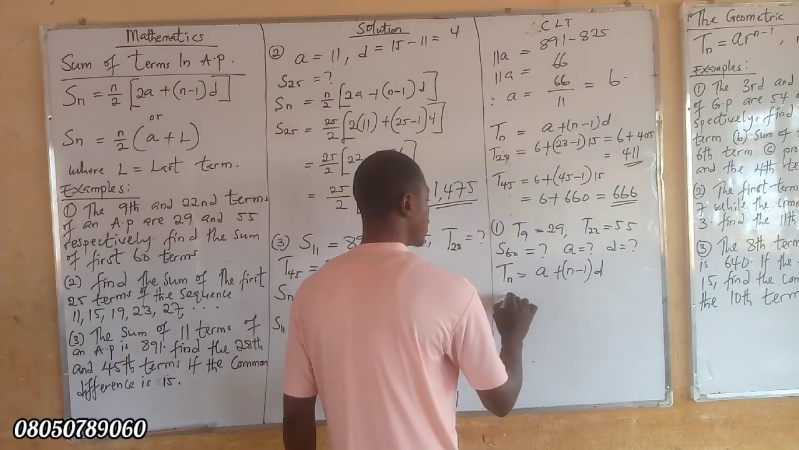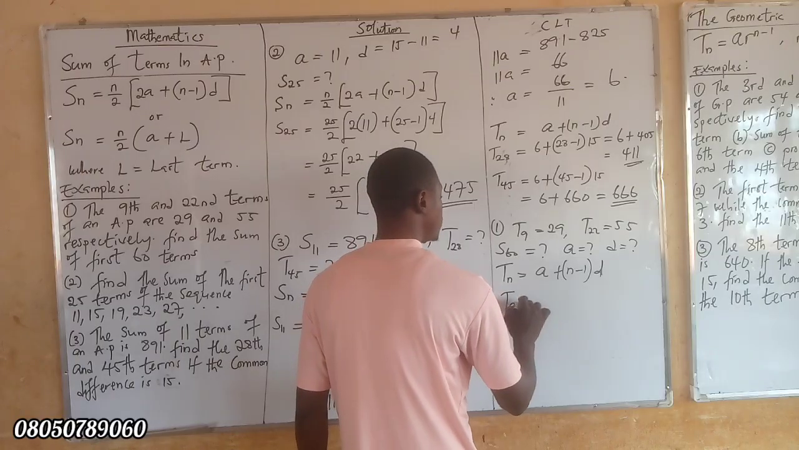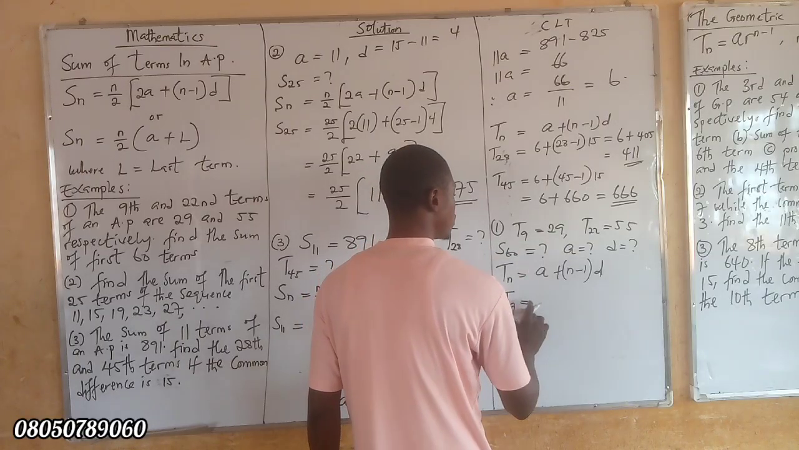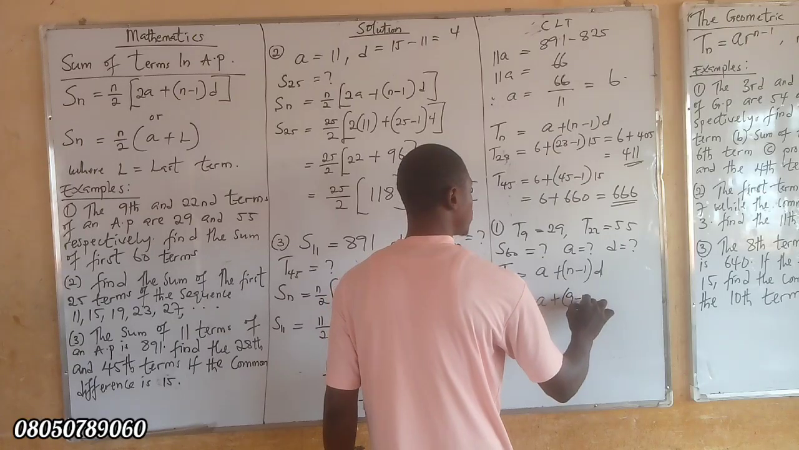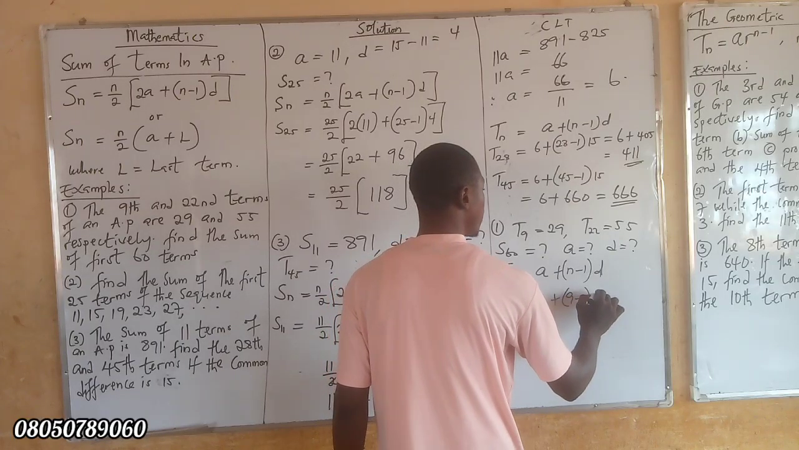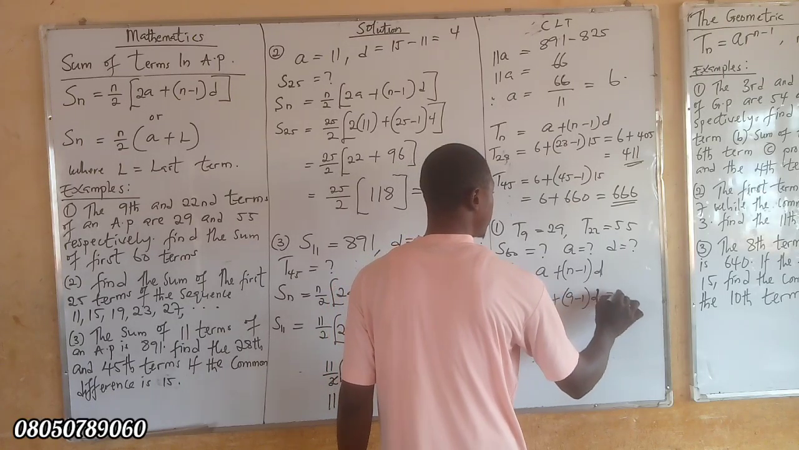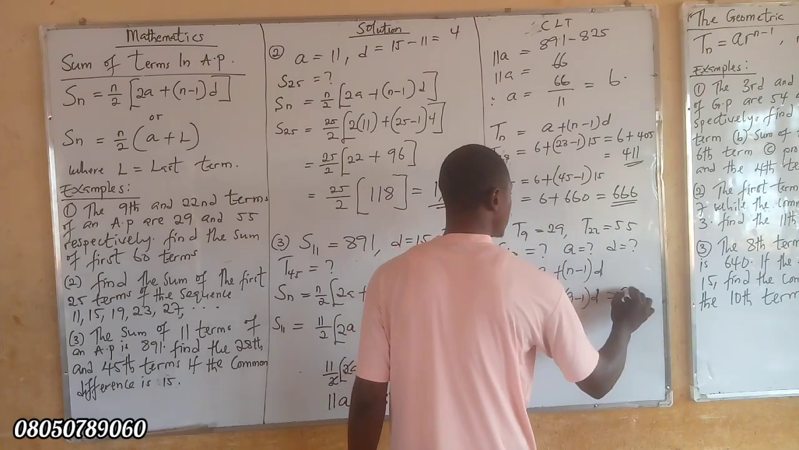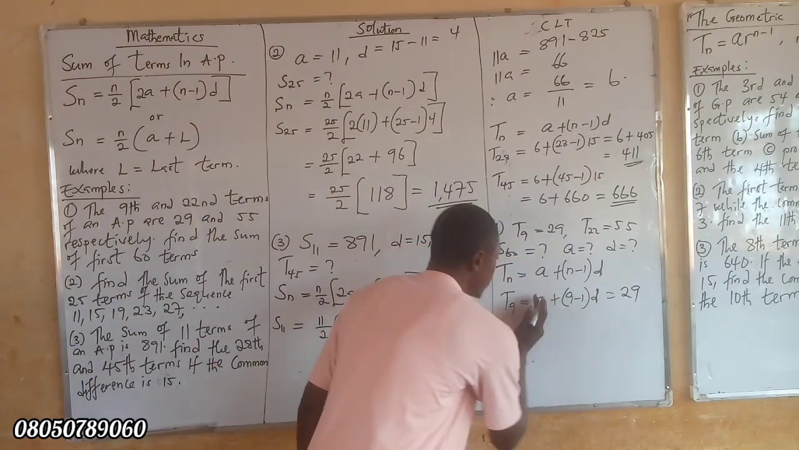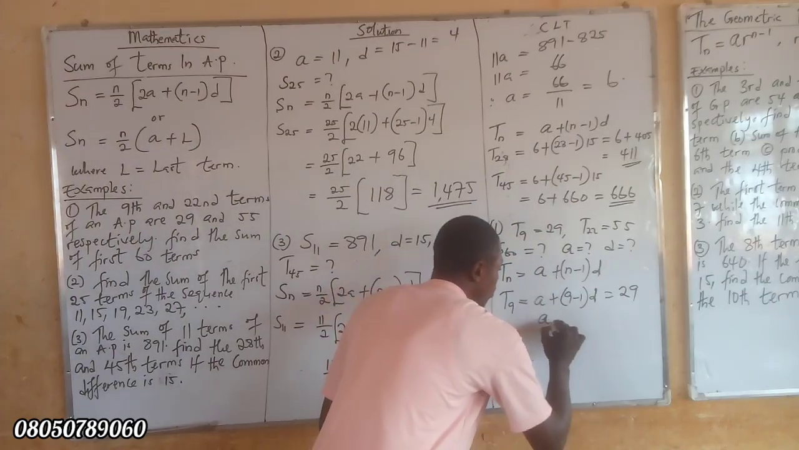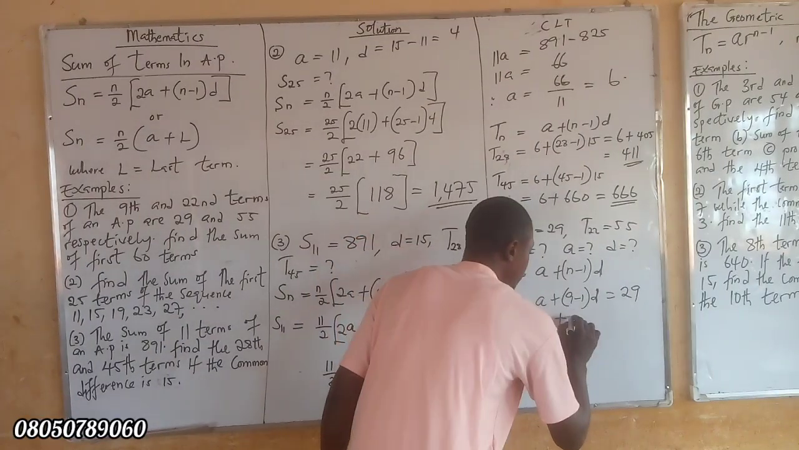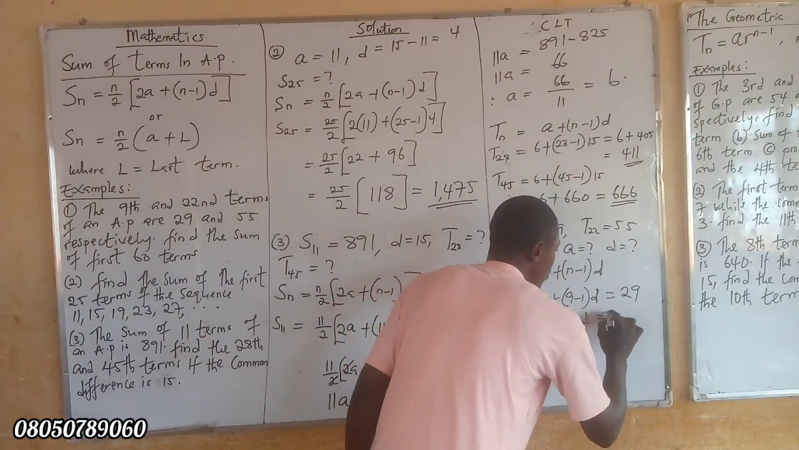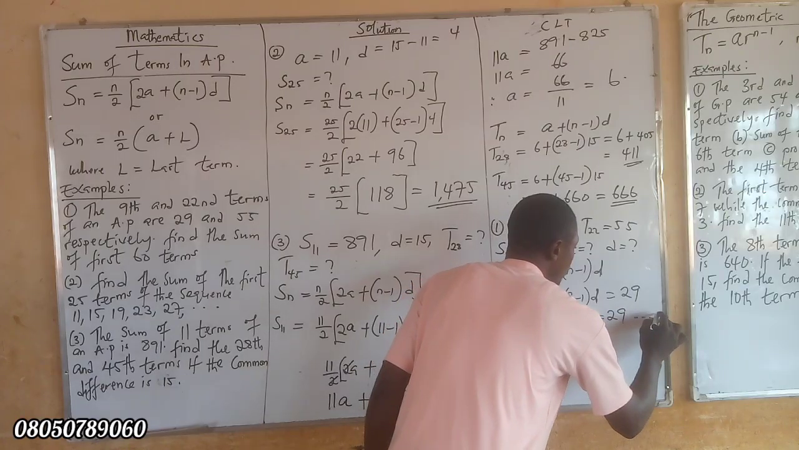So let's substitute now. First of all, T of 9. T of 9 is given to be 29, so it's going to be a plus (9 minus 1), then we have our d, which is not given, and T of n is 29. So forget about the left hand side now. We have a plus 9 minus 1 is 8. 8 times d is 8d, which is equal to 29. We call this one equation 1.